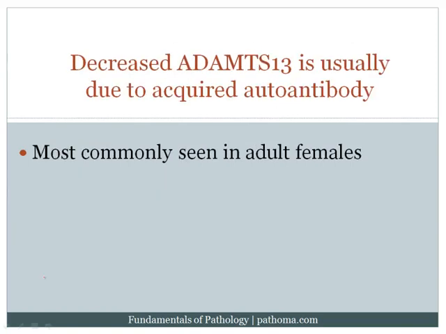And so the classic patient that develops TTP is an adult female who, as an autoimmune process, develops an autoantibody, and that autoantibody then destroys ADAMTS13. So the classic patient is an adult female.